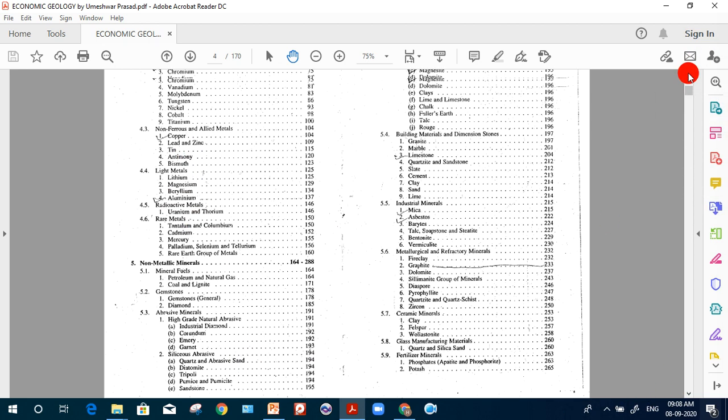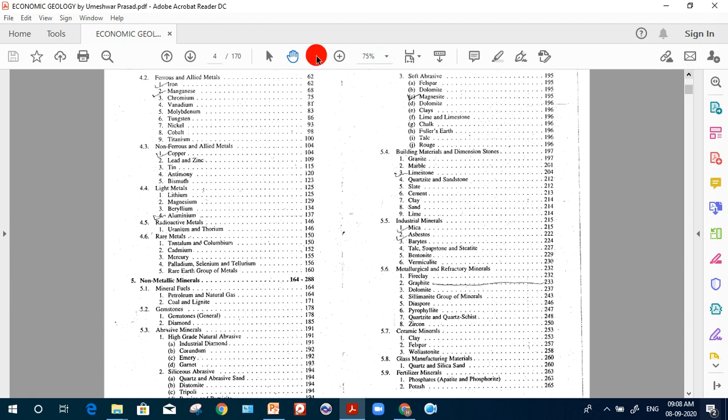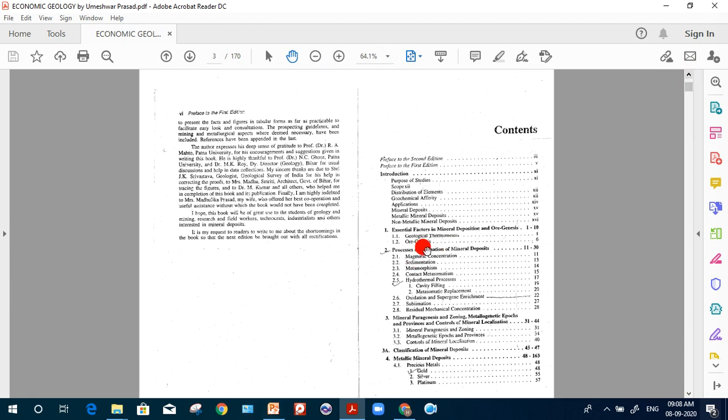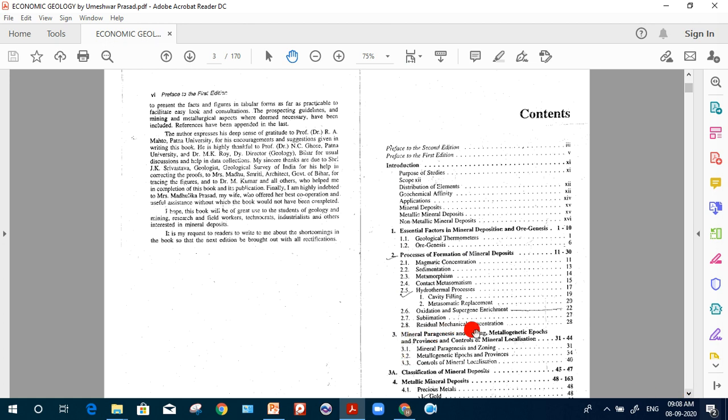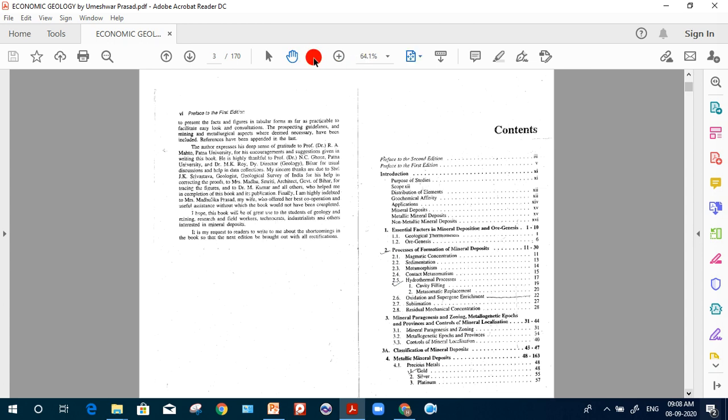So these first two chapters, the process of formation of mineral deposit, and mineral paragenesis and zoning, these two are very important. Okay, you have to understand these two very well. I will be using a lot of material from these two chapters only, because there are not very attractive colorful diagrams here, so I will use diagrams from other sources also.